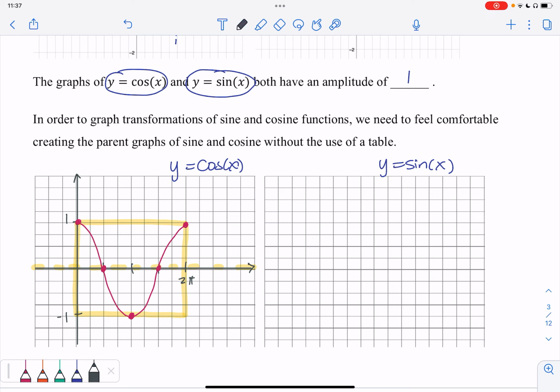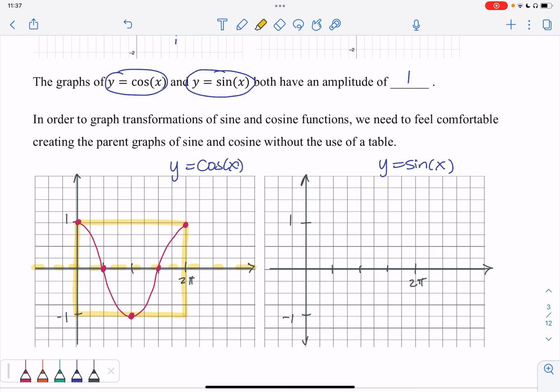Let's do the same for y equals sine of x. So y equals sine of x, I'm just going to draw one period. So I'm drawing in my vertical and horizontal axes. I'm going to draw out my scale to 2 pi and my vertical scale to 1 and -1. Okay, I'm going to draw the same box.